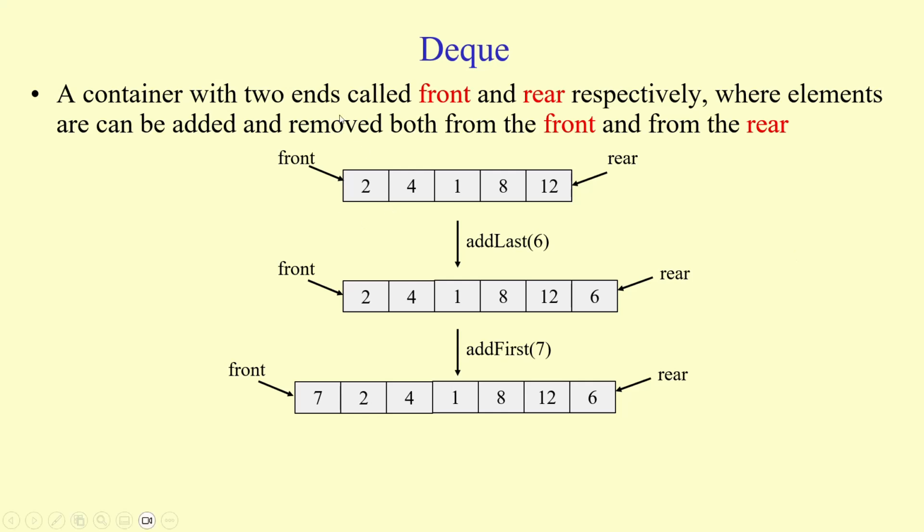So here's an example. Let's say this is the initial deque. We now say addLast 6, which means that 6 should be added at the back of this deque, so 6 goes to the end. But if we say addFirst 7, then 7 goes to the front of the queue. So as you can see, you could add at the back or at the front of the deque. And similarly, we'll have removeLast and removeFirst. RemoveLast is going to remove the last element of the deque, and removeFirst is going to remove the first element of the deque.